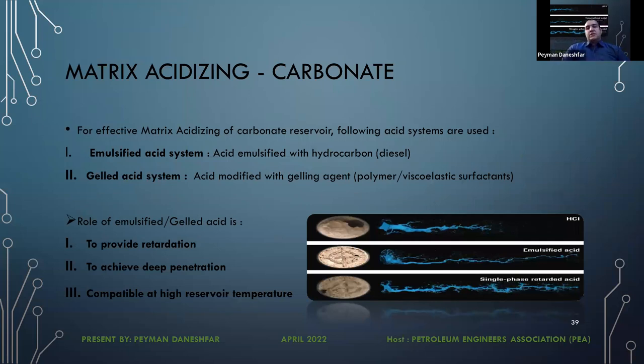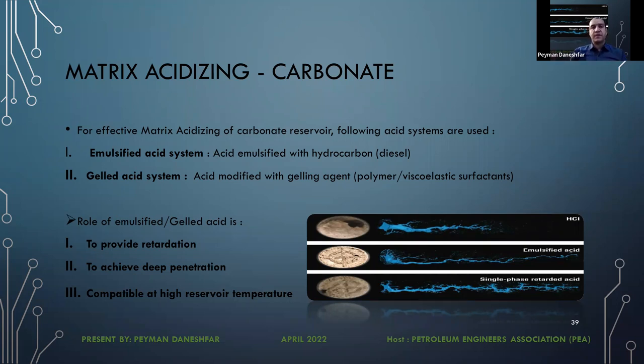And for effective matrix acidizing of carbonate, we use an emulsified acid system or gel acid system. Emulsified acid system, emulsified with hydrocarbon. Guys, you know why? Because the acid reaction, as I told you before, HCl reaction with the formation is so fast. We emulsify the acid to react slowly, so we have more live acid to go deeper and react over more interval, because we need to stimulate or acidize the whole length of the formation.